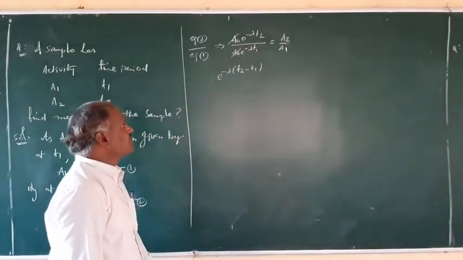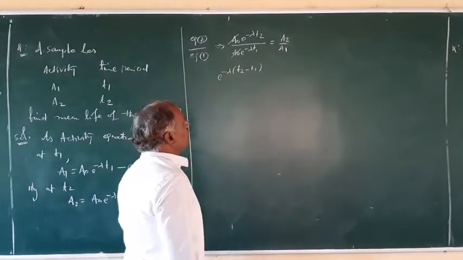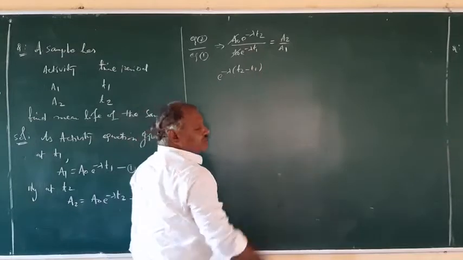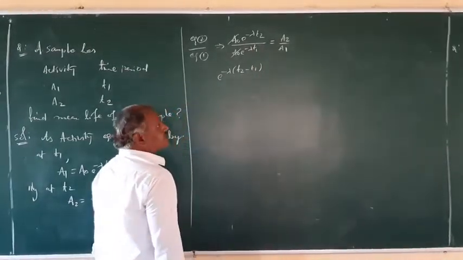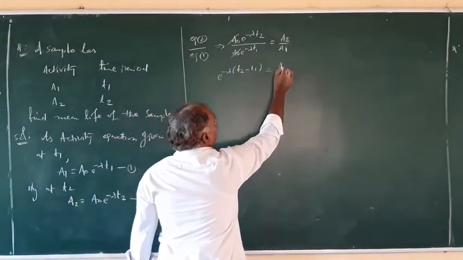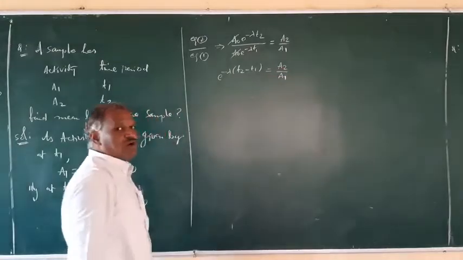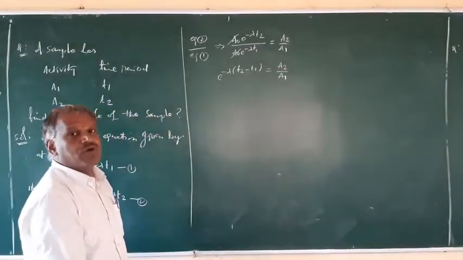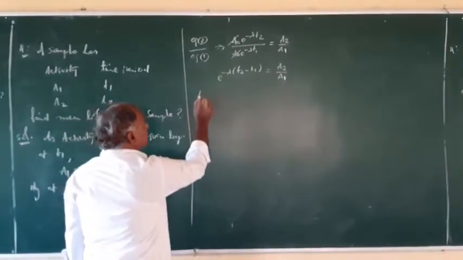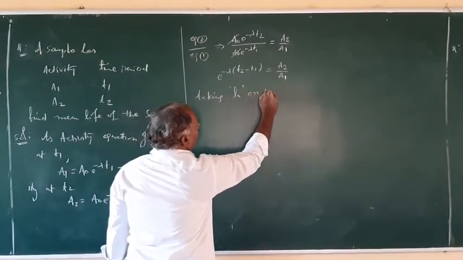I took this minus common, because once it is moving up it will become plus. So minus I have taken common means here minus to minus plus it will become, right? Now you want to get lambda. For that you have to eliminate the exponential. To eliminate the exponential, you have to take logarithm on both sides. Taking ln on both sides.